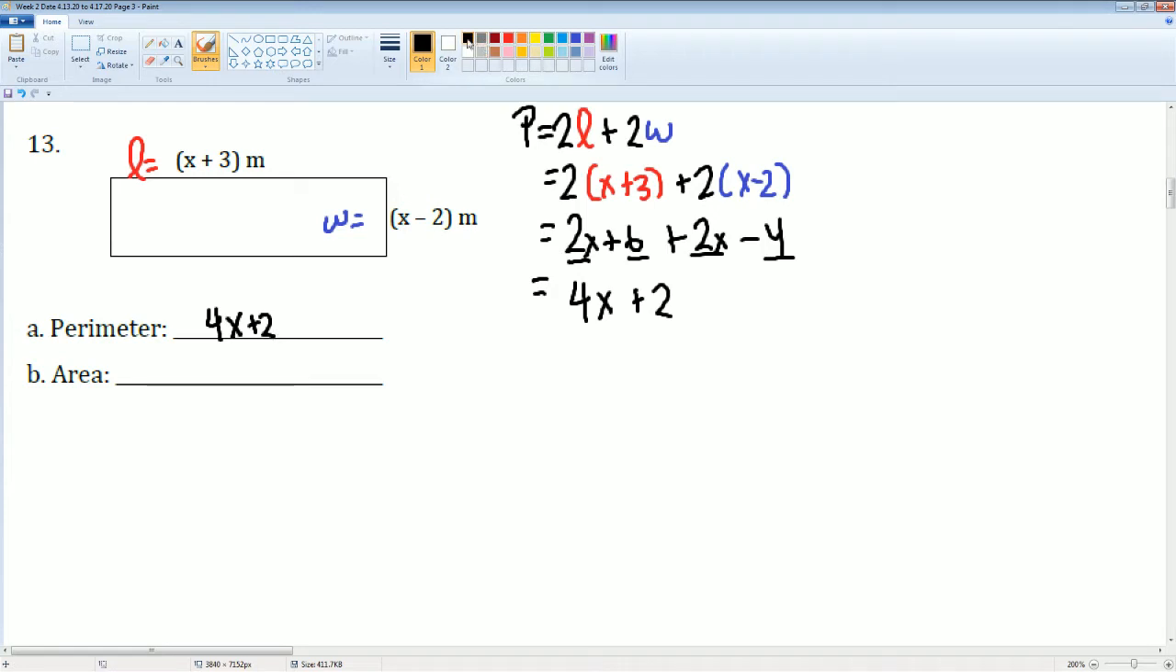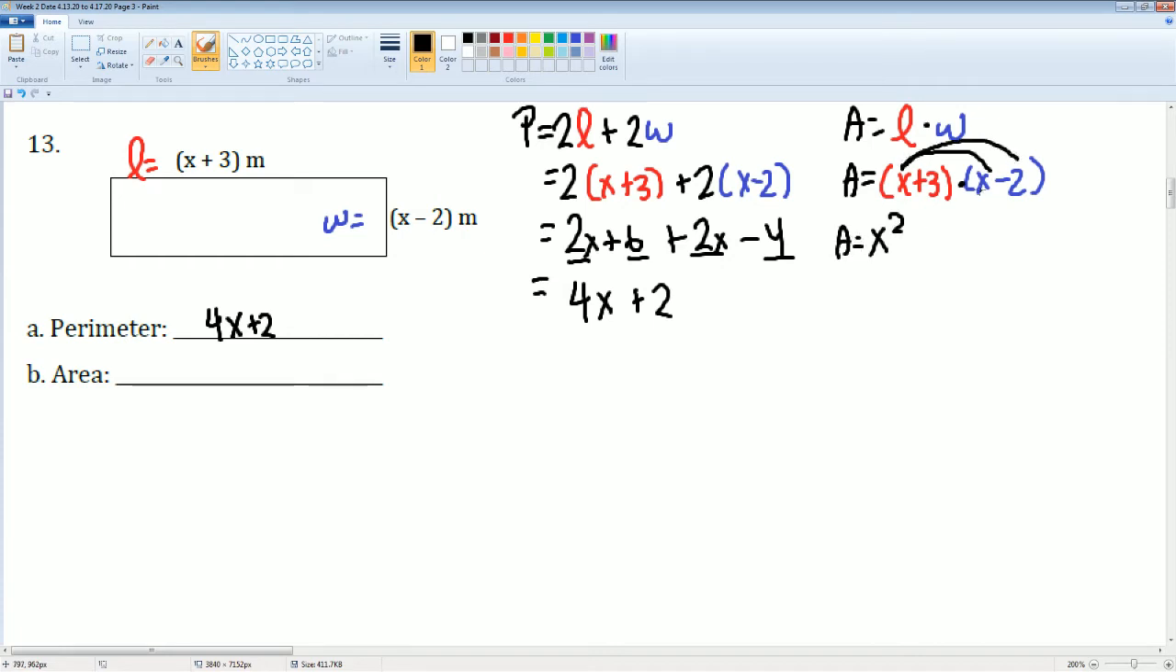All right. The area is defined by the formula length times the width. Okay. The area is equal to length. Let's plug in the formula. x plus 3, and the width is going to be x minus 2. Okay, and this is going to be multiplying, so we're going to FOIL. Right? So the first one, first, x squared, area.